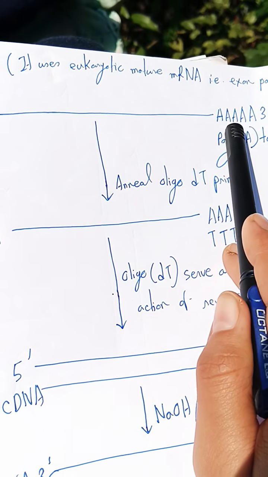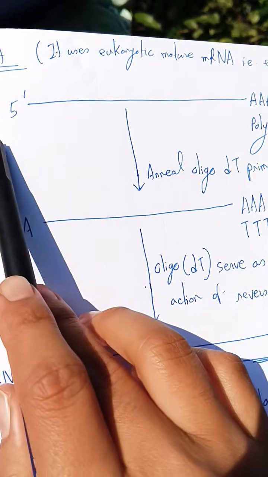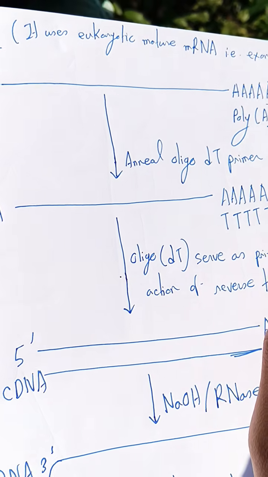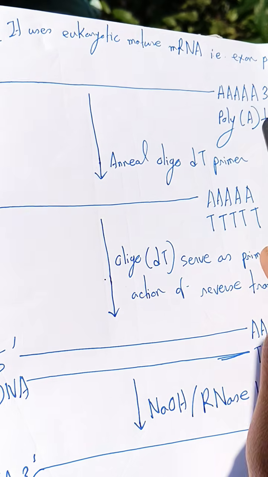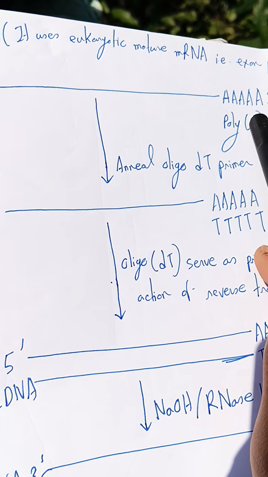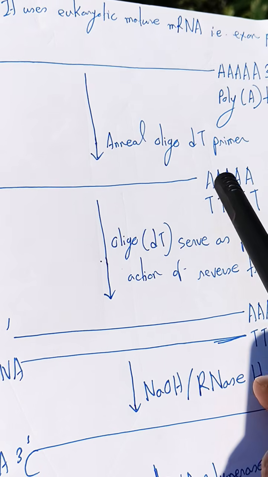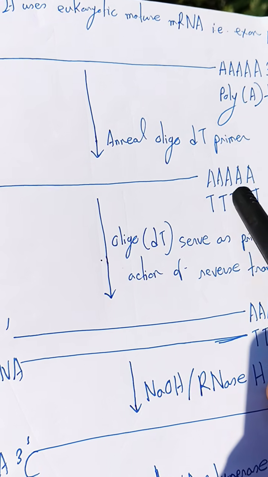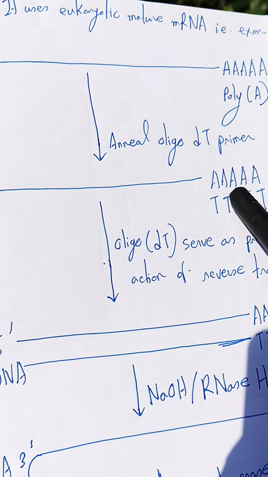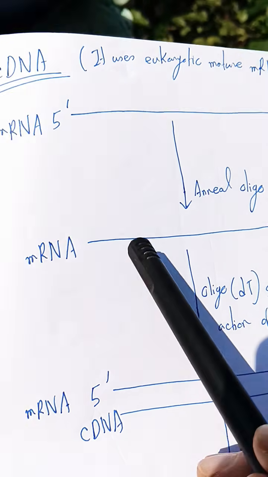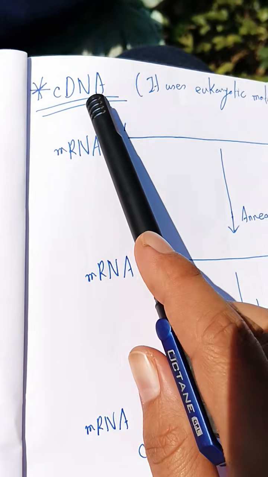The 3' end contains a poly A tail. So we know this messenger RNA, one end is your 5' and another is your 3'. The 3' end contains your poly A tail, and against this poly A tail we use an oligo dT. A pairs with T, we know this is base pairing, so we use dT as a primer for providing the direction for synthesis of your cDNA, which is your complementary DNA.